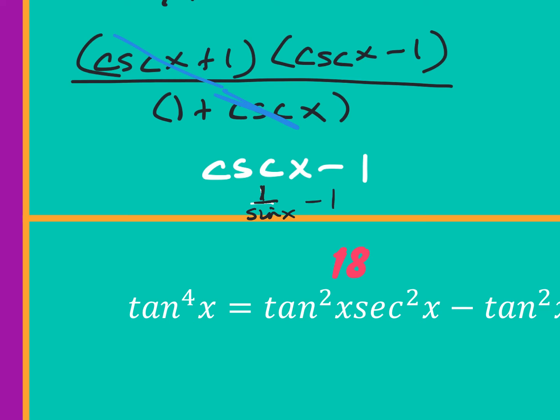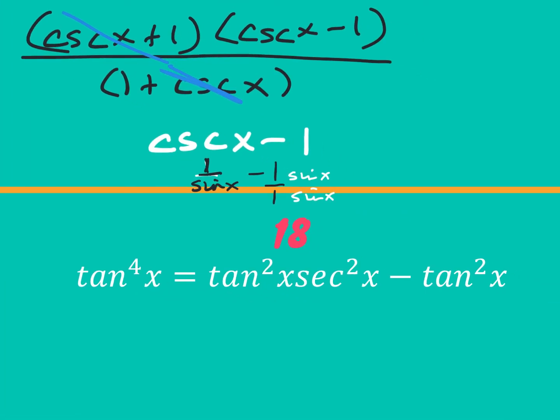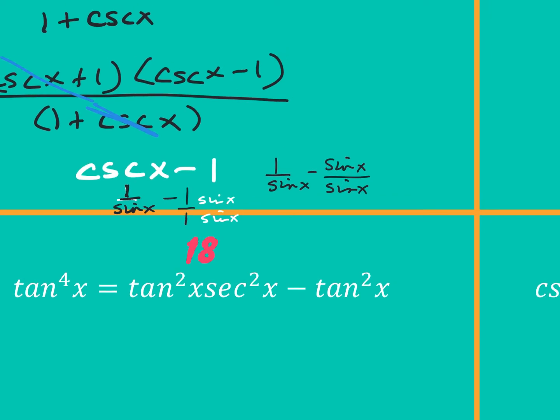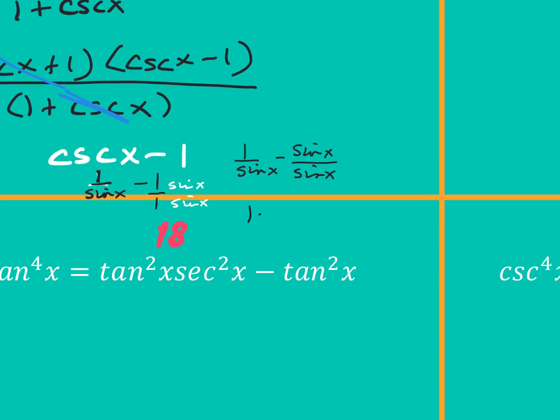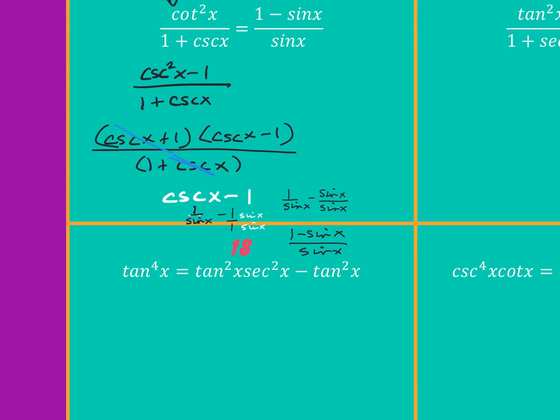Now I need to find a common denominator. So I'm going to change the whole number 1, and I'm going to multiply it by sine x over sine x, because that's my common denominator. So now I have 1 over sine x minus sine x over sine x. And then if I add the numerator, I end up with 1 minus sine x over sine x, which is what I was expected to make it simplify to. And you're done.